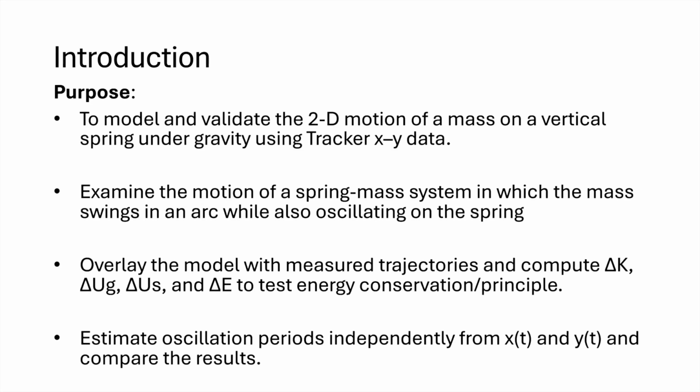As for an introduction, our purpose is to model and validate the 2D motion of a mass on a vertical spring under gravity using Tracker XY data. Examine the motion of a spring-mass system in which the mass swings in an arc while also oscillating on the spring. Overlay the model with measured trajectories and compute delta K, delta UG, delta US, and delta E, also known as change in kinetic energy, change in gravitational potential energy, change in spring potential energy, and change in energy, to test the energy principle. Estimate oscillation periods independently from X and Y and compare the results.